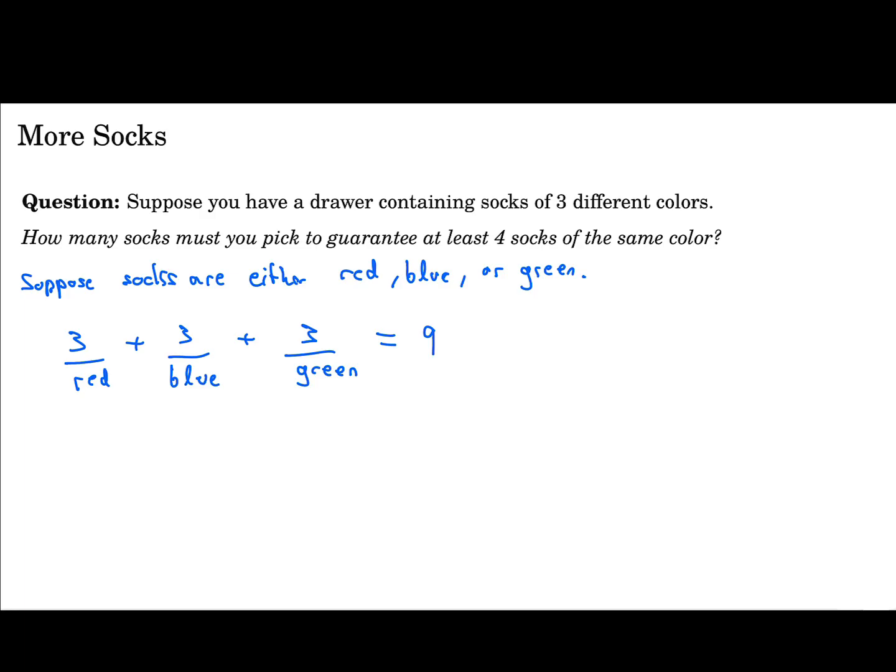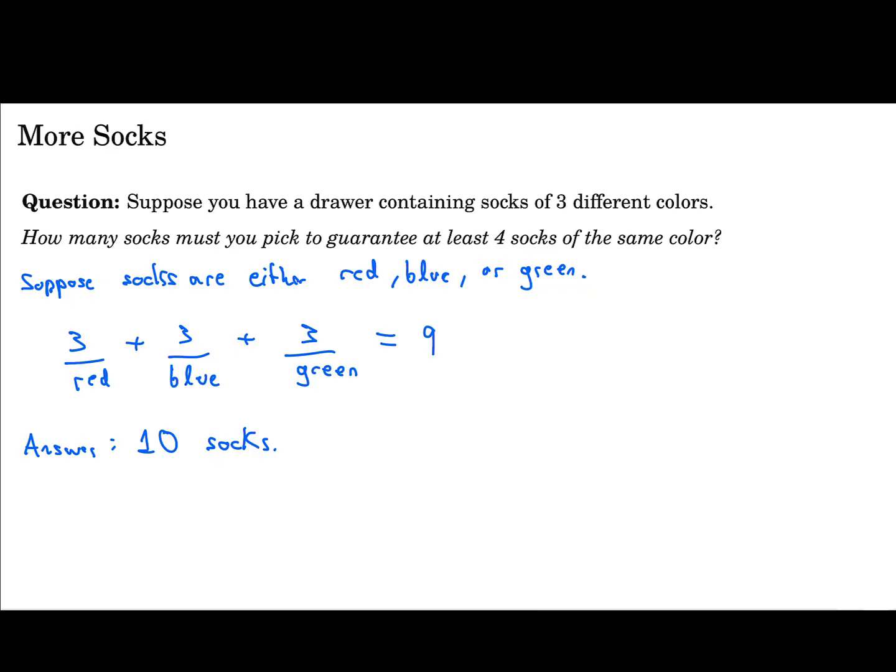Now clearly, if you pick one more, that one has to go to one of these groups, red, blue, or green. So you're going to have 4 of one of the colors. And so that means the answer to this question is equal to 10 socks. So if you pick 10 socks, then you're guaranteed to have at least 4 of them of the same color.